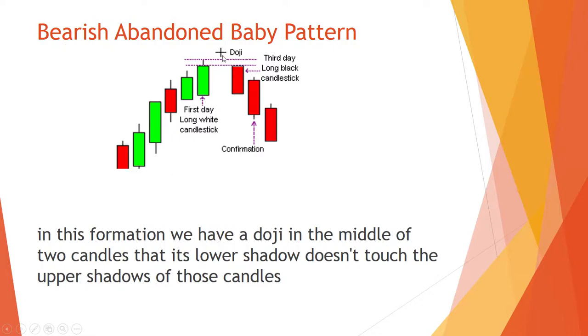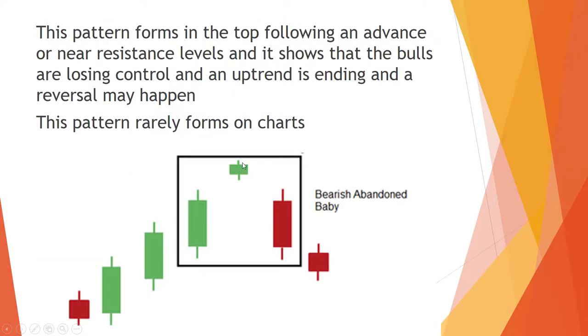the bullish abandoned baby that we discussed in the last slide. This pattern forms at the top, following an advance or near resistance. It shows that the bulls are losing control and an uptrend is ending. This uptrend going up is ending, and a reversal may happen, where the bears are now taking the market and taking the price down. This pattern rarely forms on the charts.